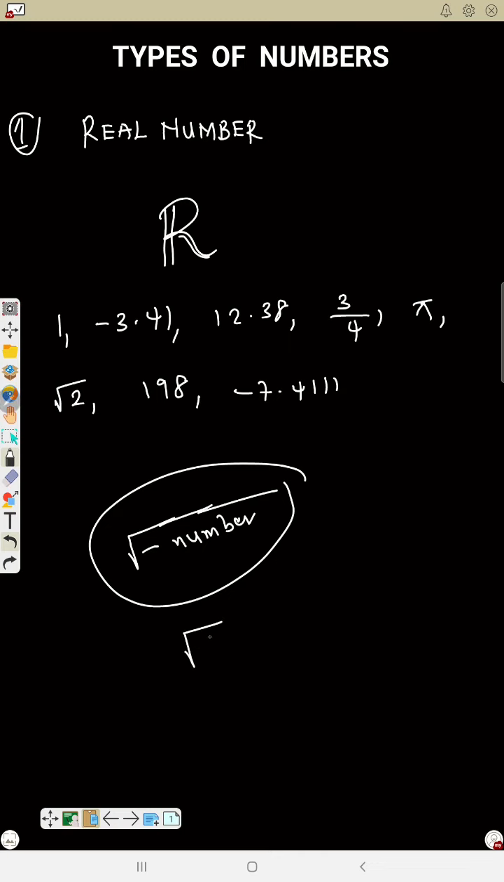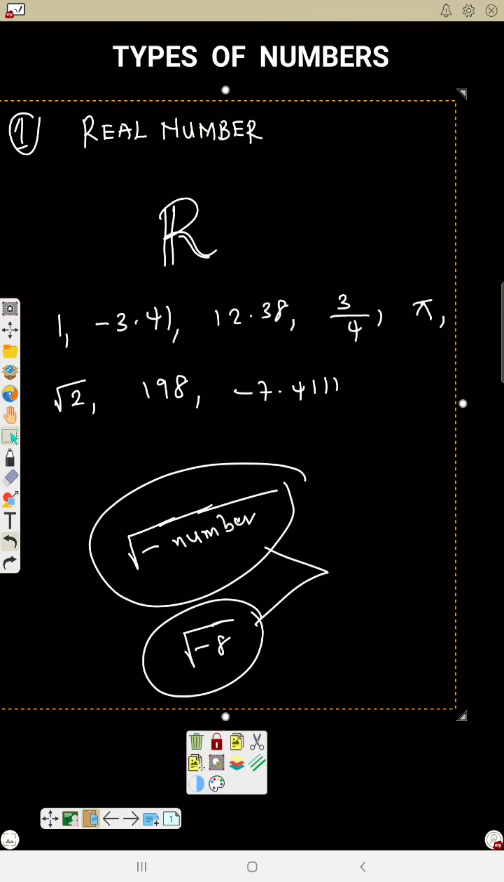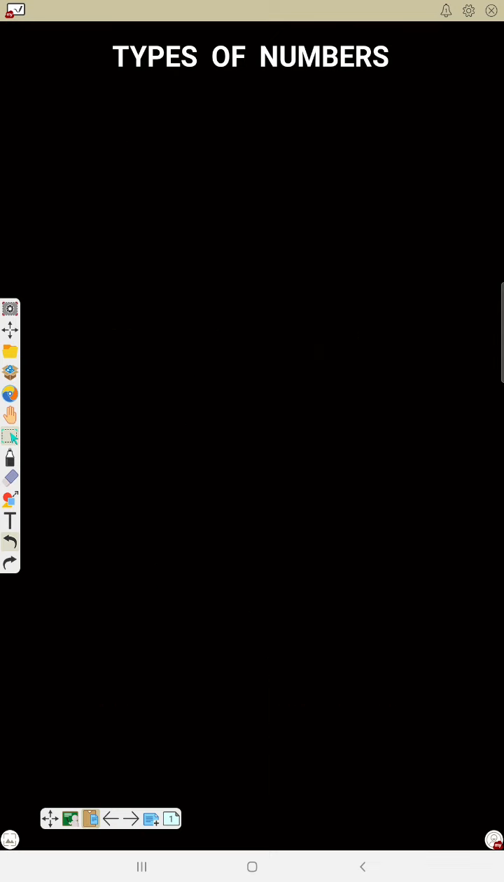Now, if I have square root of minus 8, this is not a real number. It is an imaginary number. Apart from imaginary numbers, which is the second type of number, any other number you think of is a real number. Now, what are the types of real numbers?